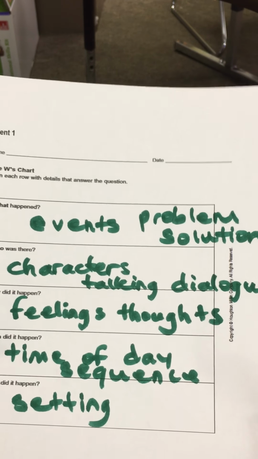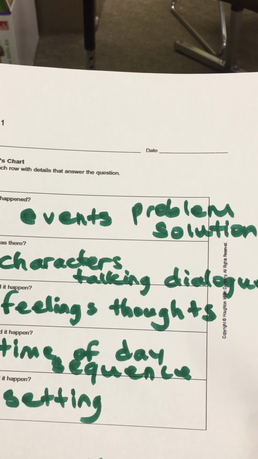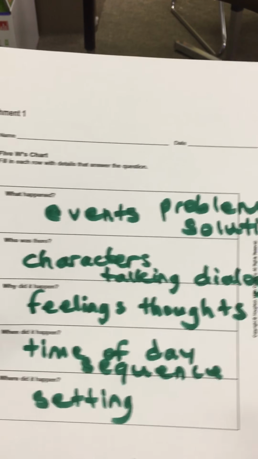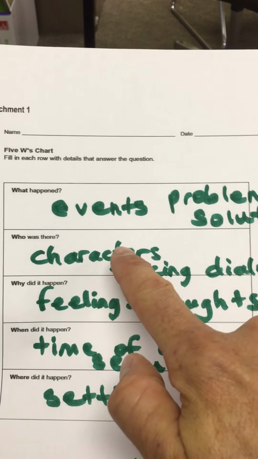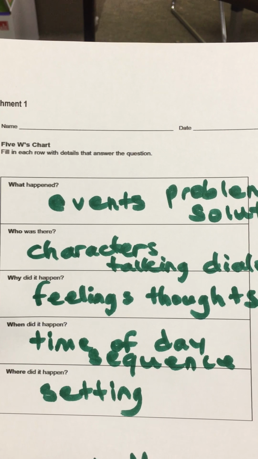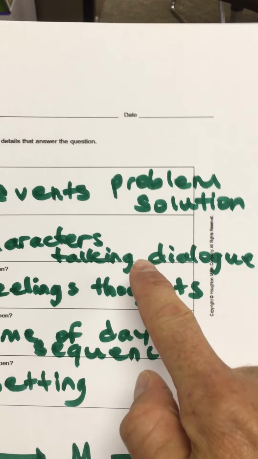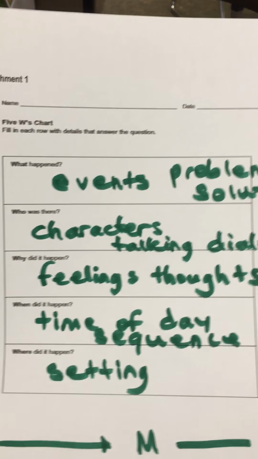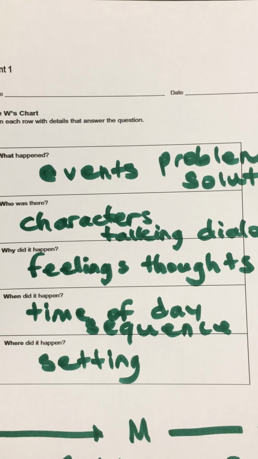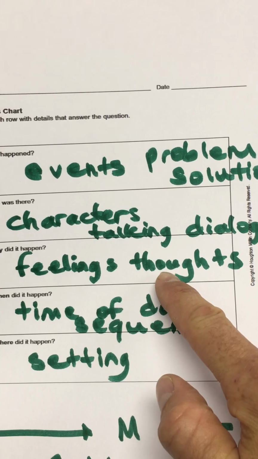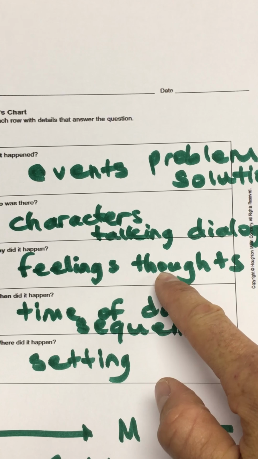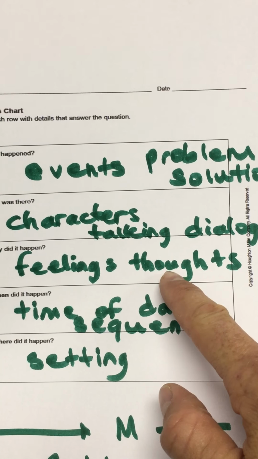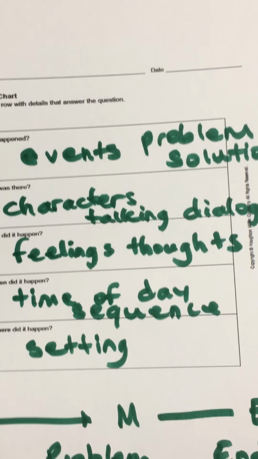So a story should have an event and problems and solutions. Events are the things that happen in a story. What happened? The characters are the who. And one of the things we really want to talk about is making sure that there is dialogue. Characters are communicating. One of the things that you may want to do is have the characters tell the readers what they're feeling. And one way of doing that is by identifying thoughts.